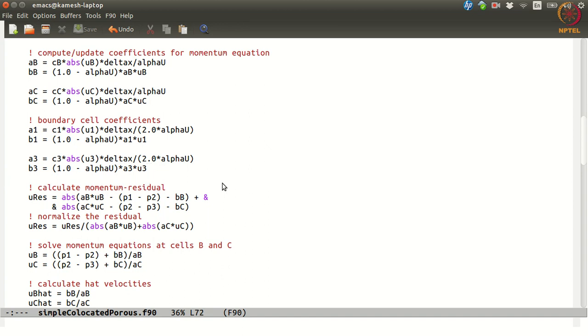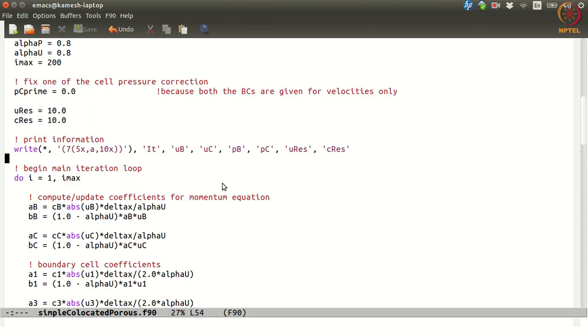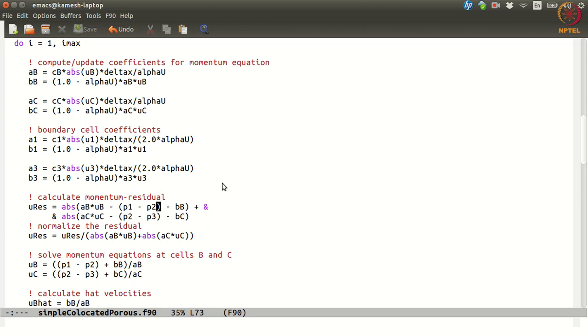Right. Okay, now we calculate the momentum residual. Momentum residual is nothing but taking everything to the left hand side, that is basically ABUB minus P1 minus P2 minus BB. This is your momentum equation taken to the left hand side. Similarly, this is your momentum equation taken to the left hand side for cell C, that is ACUC minus P2 minus P3 minus BC.